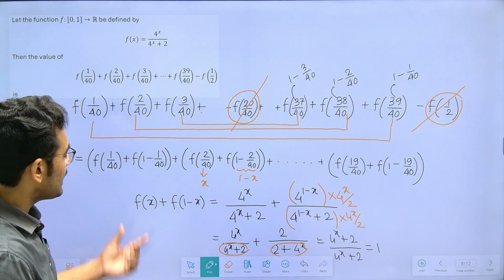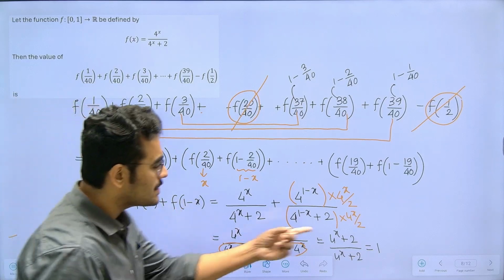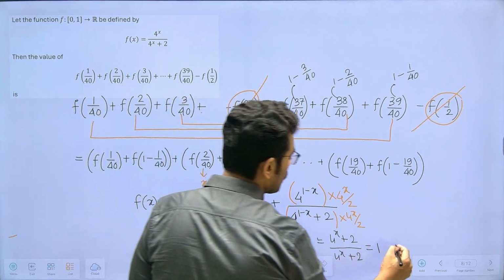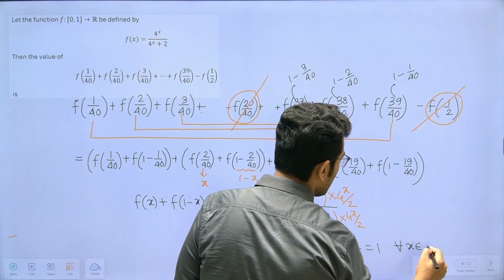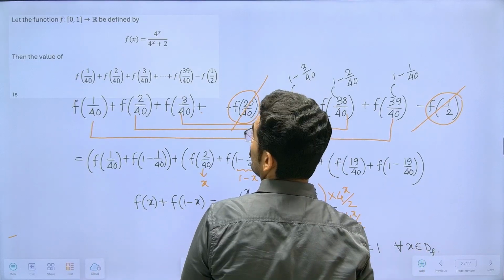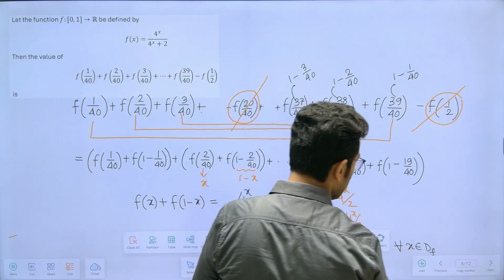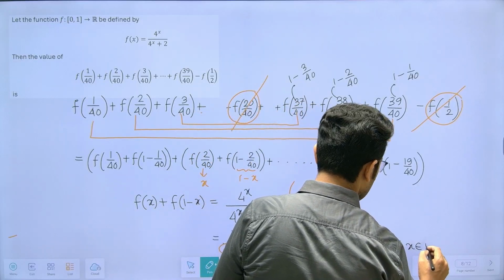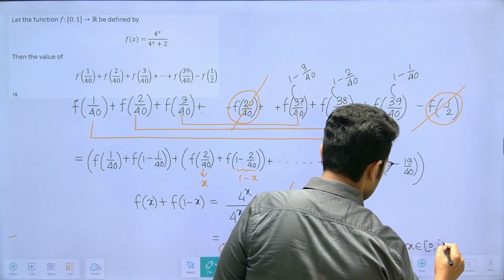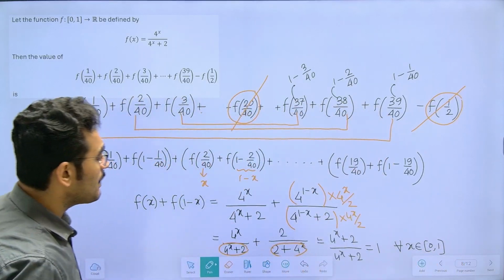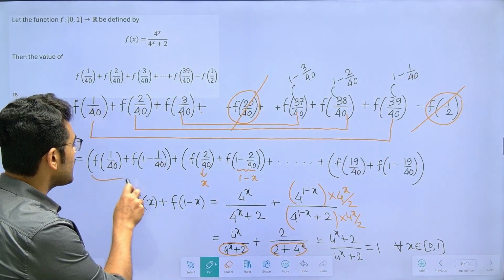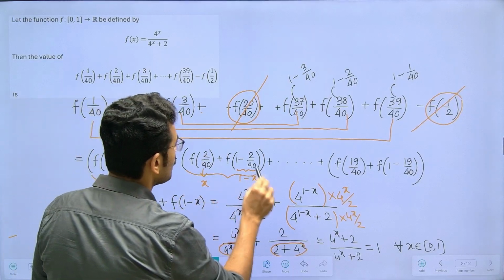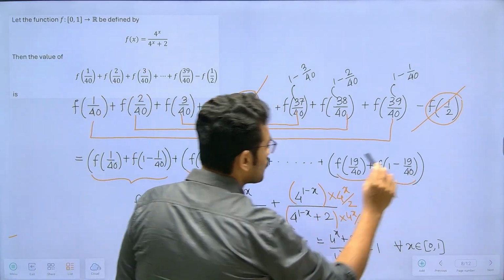So we got that f(x) + f(1 − x) is equal to 1 for all x in the domain of the function, which is 0 to 1. So this is true: f(x) + f(1 − x) equals 1. So this group sum will be 1, and like that up to the last group the sum will be 1.